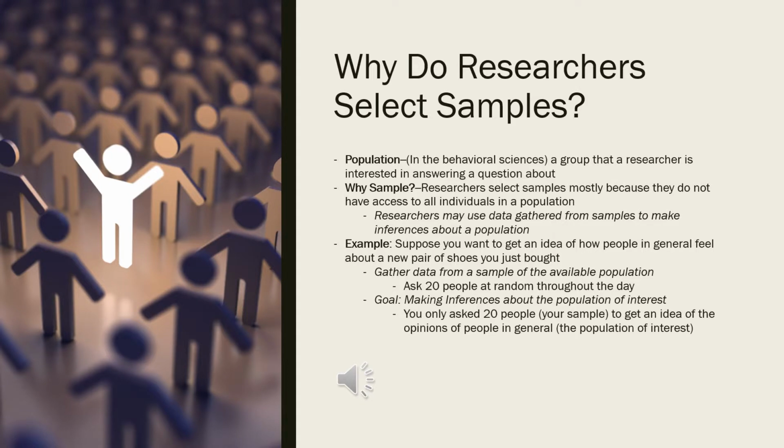Samples are important in research because it would be impossible for us to ask the entire population, whatever it is that we're interested in researching. So we use them to make inferences about populations. Samples are easier to collect data from because they're practical, cost-effective, convenient, as well as manageable.